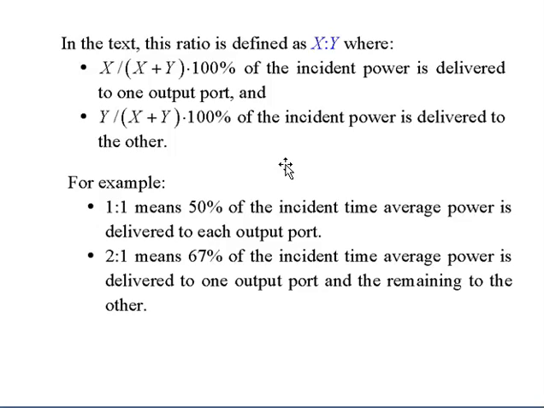For example, if you have a 1-to-1 ratio, meaning that 50% of the incident time average power is delivered to each output port, port 2 will have 50% and port 3 will have 50%. But if you have a ratio of 2-to-1, meaning that 67% of the incident time average power is delivered to one output port, say output 2, and the remaining to the other port, so 33% will go to port 3.